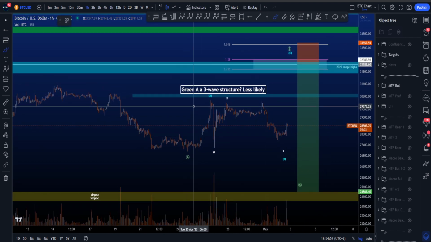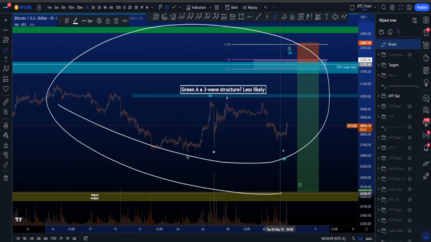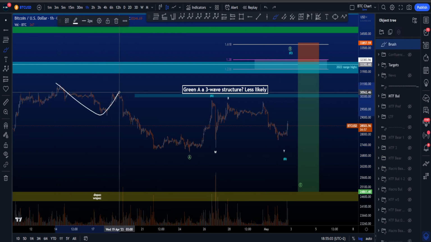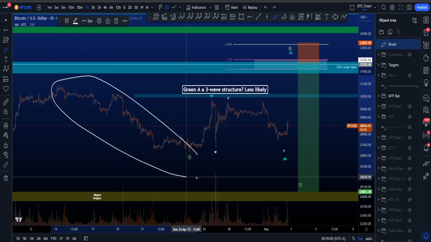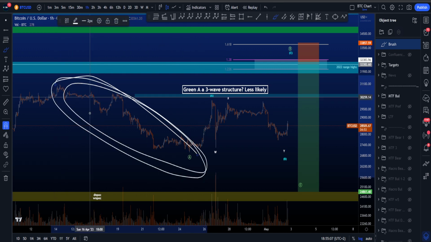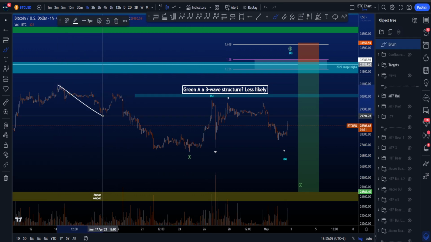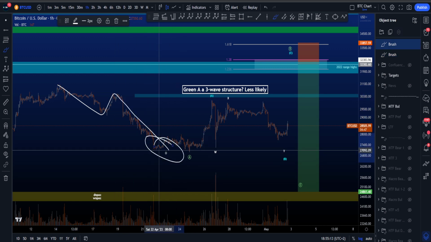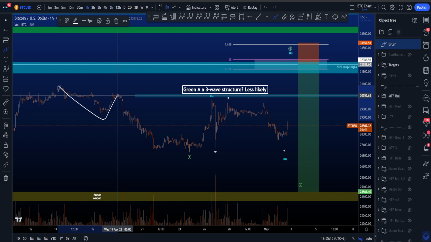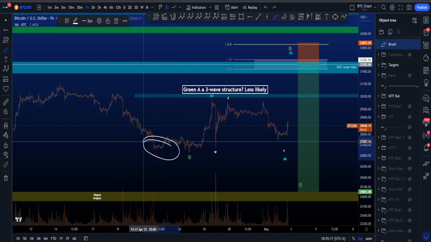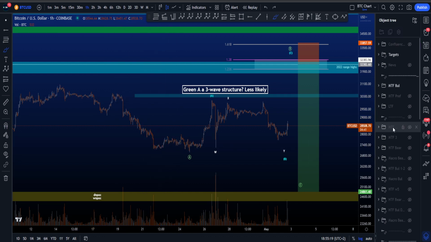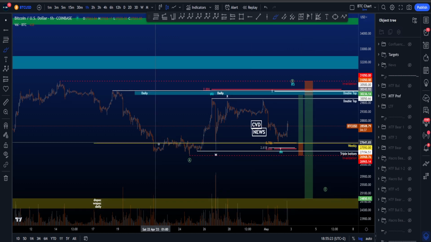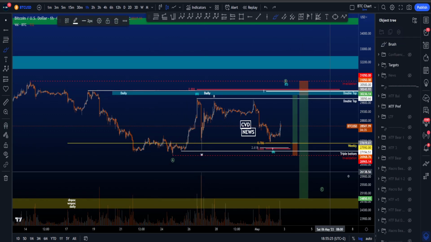However, as it stands now, this scenario is my alternative scenario, because it is quite difficult to count a very nice 3-wave structure in this wave A. Then you have to do something like this, with this being an A, B, and a C. However, this wave C is very extended, or this has to be a WXY, but then the wave Y is very extended, so it doesn't count very nicely. Therefore this other scenario is currently my preferred scenario, where this is a 5-wave move down.